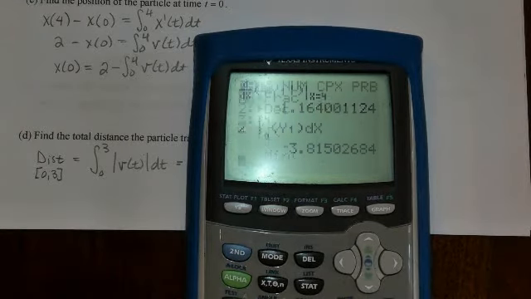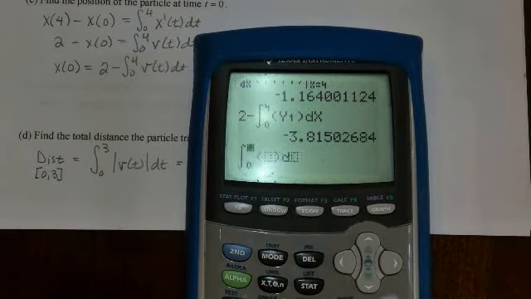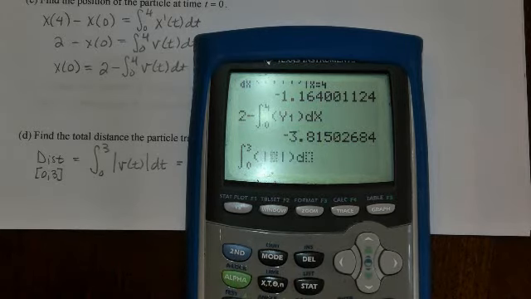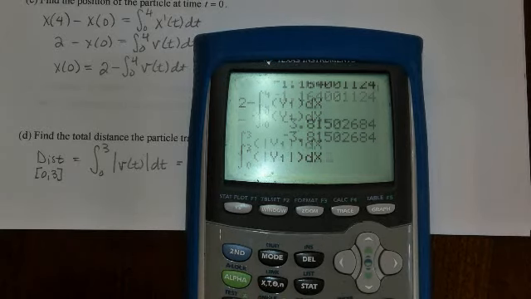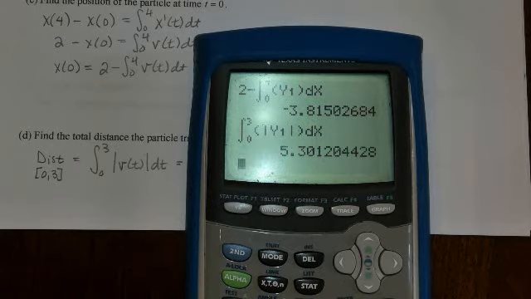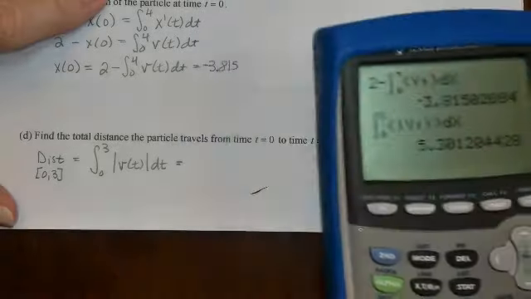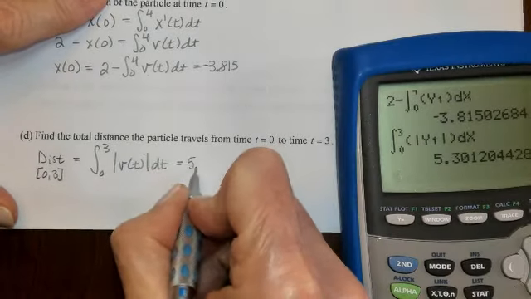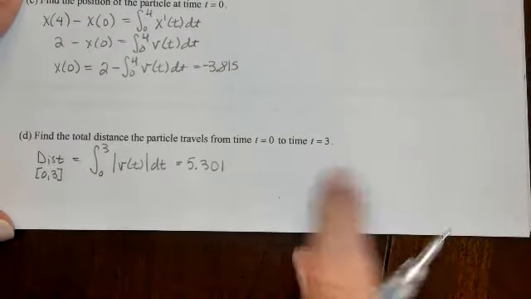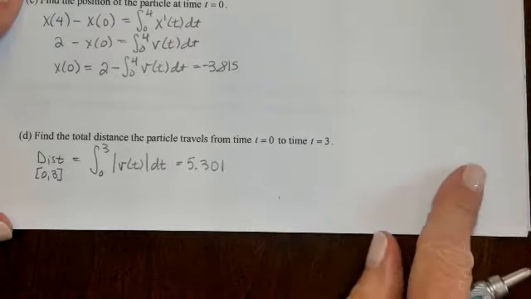So math 9, 0 to 3, absolute value, so go get your absolute value of y1 with respect to t, which is x for us in the calculator. These absolute value integrals tend to take a moment to come up. So 5.301 will be the total distance traveled by the particle in that time.